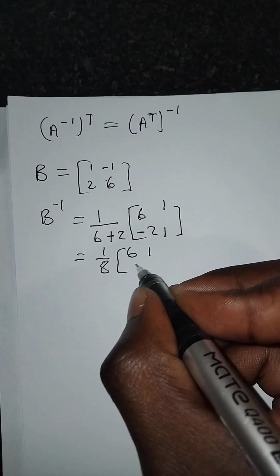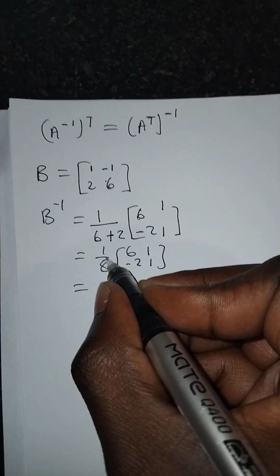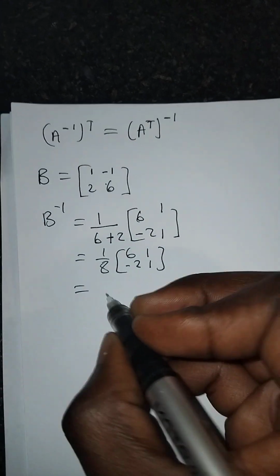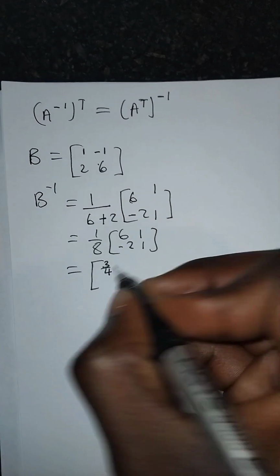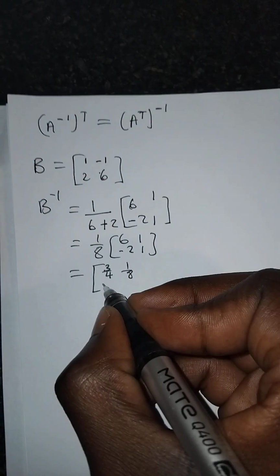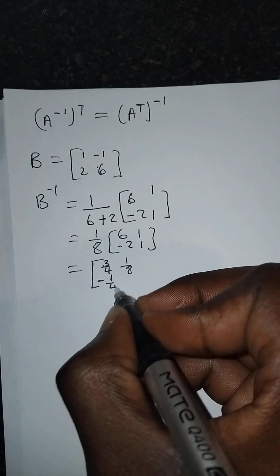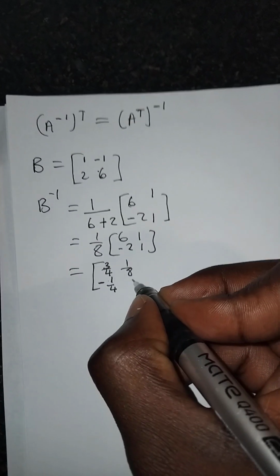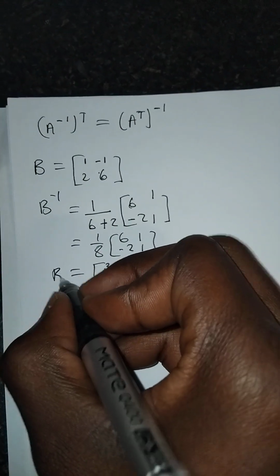The entries 6, 1, minus 2, 1, like that. Then 1 over 8 by 6, that basically gives us 3 over 4. 1 over 8 by 1 is 1 over 8. Then 1 over 8 by -2, that is basically minus 1 over 4. 1 over 8 by 1 is 1 over 8. Okay, so this is the inverse.